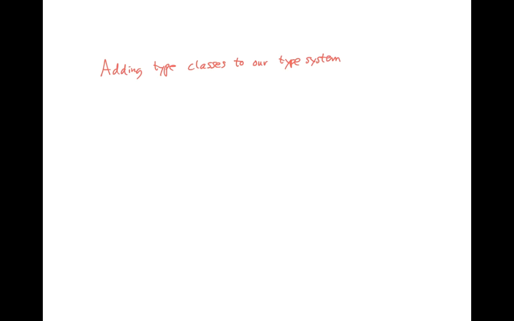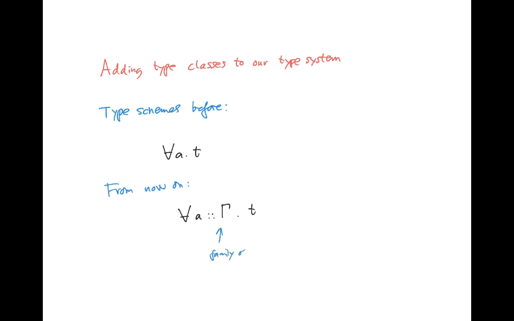Now let's look at how we can add type classes to our type system. So far we've seen type schemes that were of the form for all A, T. But from now on, type schemes will look more general. They'll be of the form for all A that belong to one of the type classes in the set gamma, T. So this gamma is a set or family of type classes.